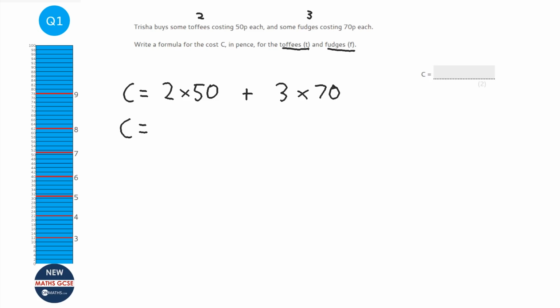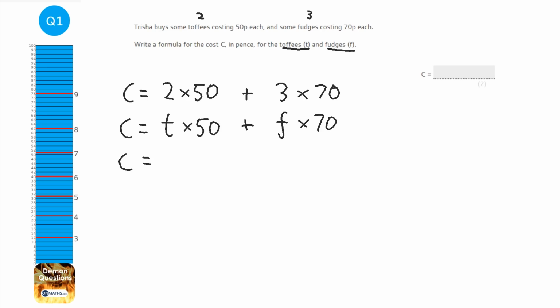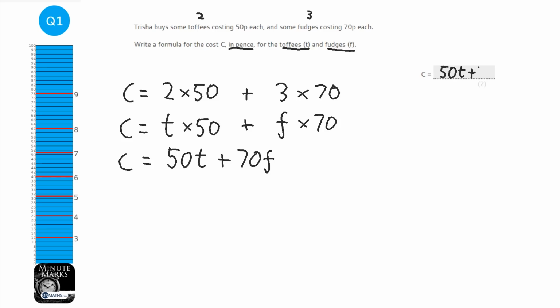So instead of 2 toffees we have T toffees, and instead of 3 fudges we have F fudges. And in algebra, we always put the number before the letter and we don't show the times sign. So it's 50t plus 70f. Now be careful, it does want the cost in pence, but sometimes it wants it in pounds. So if it wants it in pounds, it'd be 0.5t plus 0.7f. So the answer is C equals 50t plus 70f. And that can be either way around.